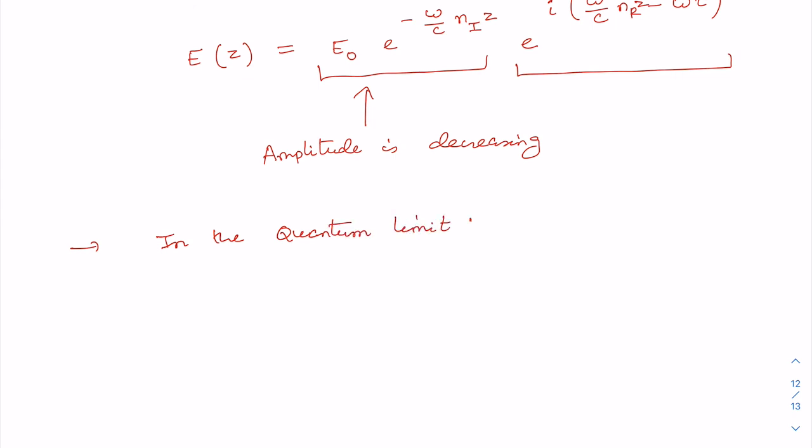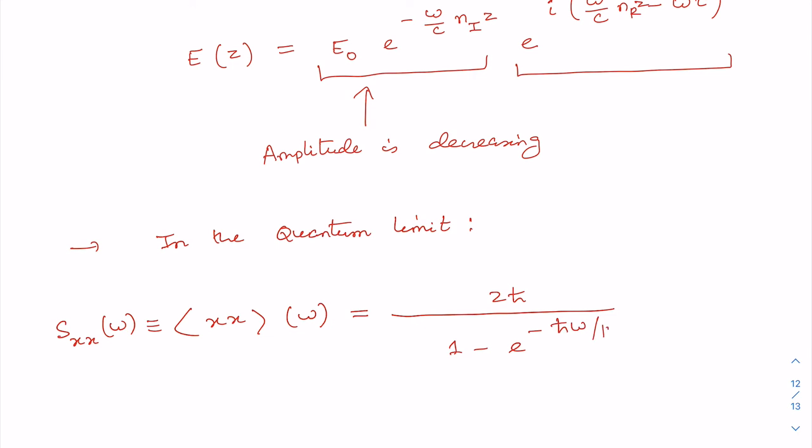in the quantum limit the FDT, the fluctuation dissipation theorem, is actually given by this expression, that is, the noise spectrum is equal to twice h cross divided by 1 minus e to the power minus h cross omega by kBT, and this is related again to the imaginary part of the mechanical susceptibility. At high temperature, the quantum version coincides with the classical version, and we'll discuss it in the problem solving session.